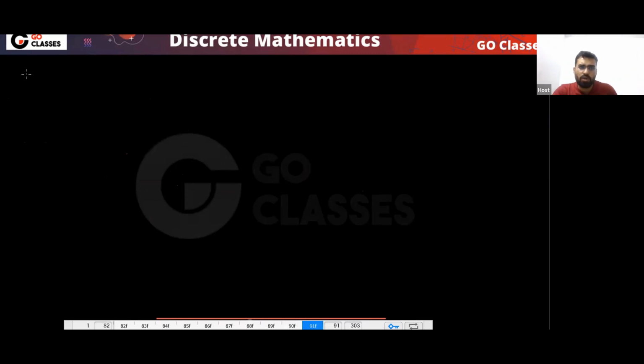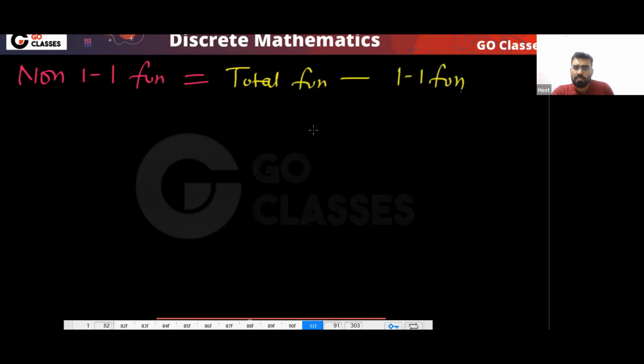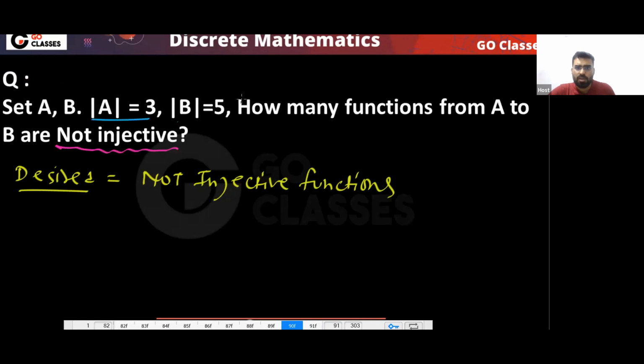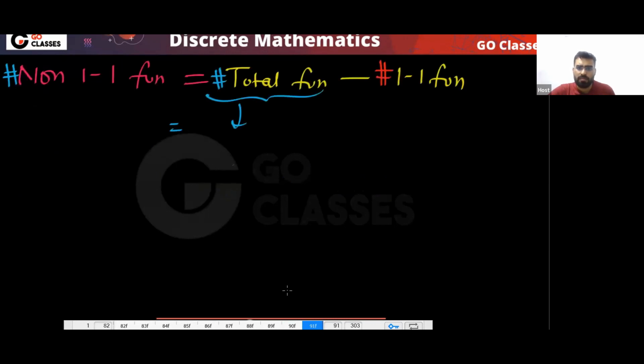If I want non-1-to-1 functions, then that is equal to total functions minus 1-to-1 functions. Total number of functions minus number of 1-to-1 functions. So the number of non-1-to-1 functions is equal to this. What is the total number of functions from A to B? A has 3 elements, B has 5 elements. So that will be 5 power 3.